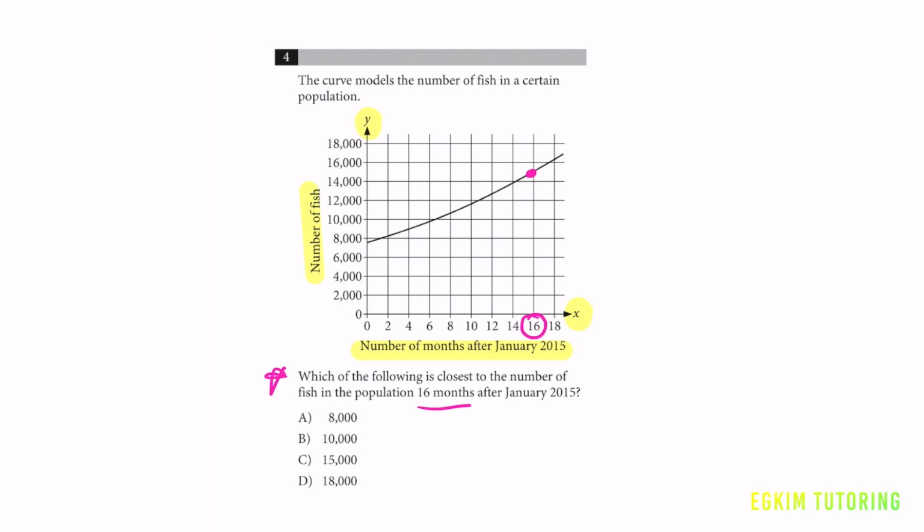And then the next step is to go all the way over to the y-axis to read the number of fish. So this data point is in between 14,000 and 16,000 fish. So a good number is probably 15,000 fish, which is actually answer C.